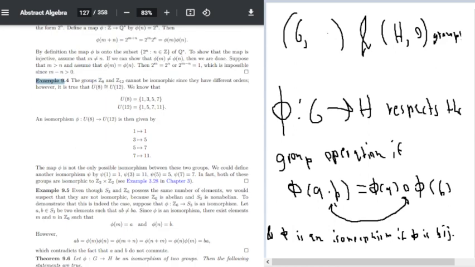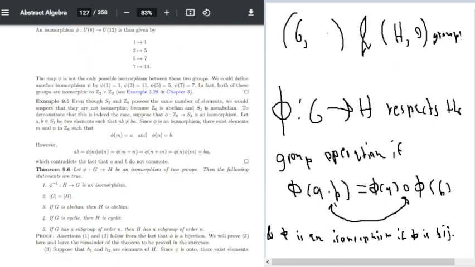So, example 9.4. The groups Z sub 8 and Z sub 12 cannot be isomorphic since they have different orders. However, it is true that U of 8 is isomorphic to U of 12. We know that U of 8 is equal to {1, 3, 5, 7}, and U of 12 is equal to {1, 5, 7, 11}. An isomorphism from U of 8 to U of 12 is then given by 1 goes to 1, 3 goes to 5, 5 goes to 7, and 7 goes to 11.